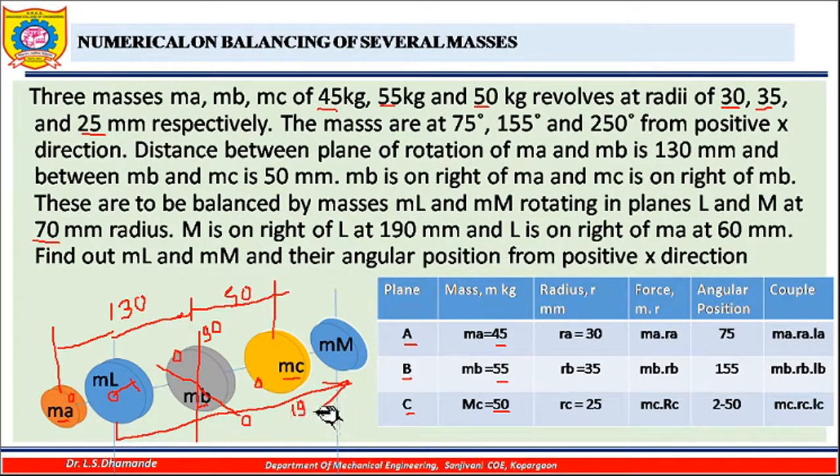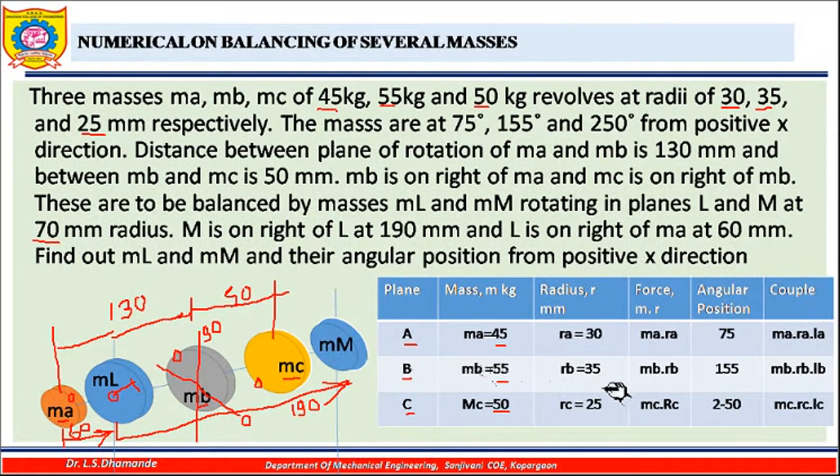And L is on the right of MA at 60 mm. So this L is at the right of MA, this is MA, so from here it is towards the right at a distance of 60 mm. So this is the data actually given, the diagram is not provided, so you are supposed to draw this diagram with the help of this particular data and find out ML and MM and their angular positions from the positive x direction. So you have to find out the masses at the L plane and the M plane and their angular positions, which are unknown.